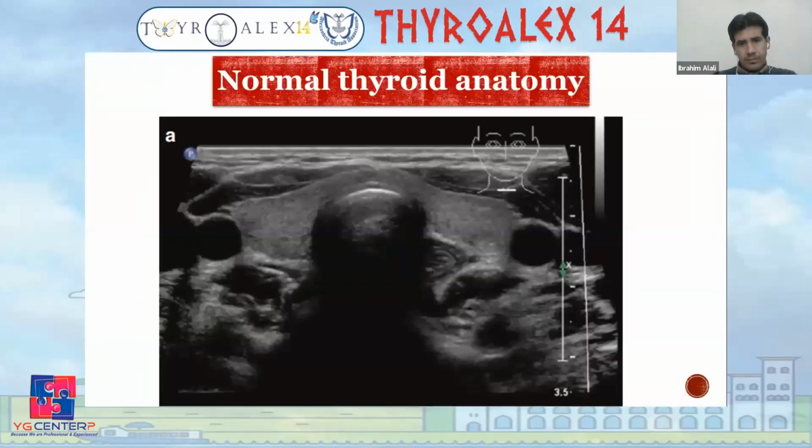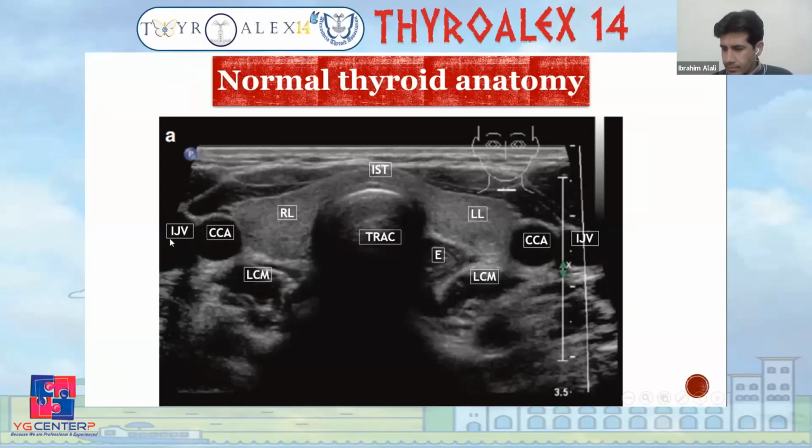The normal thyroid anatomy should be familiar to us. As we see here, this is the right lobe, the left lobe, and the isthmus, and just posterior to the isthmus we see the trachea, and also just posterior to the left lobe we see the esophagus, and laterally we see the common carotid artery and the internal jugular vein. We should also know that this is the longus colli muscle, and more important, the strap muscles: sternocleidomastoid, sternohyoid muscle, and sternothyroid muscle.